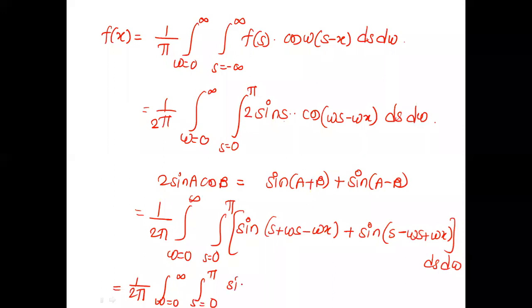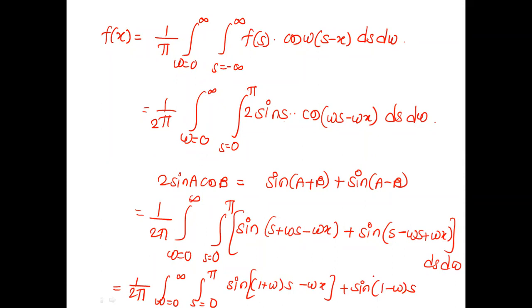Sin of 1 plus omega s, and the remaining is as it is, minus omega x. We are just collecting s. Plus sin of 1 minus omega s plus omega x as it is, ds d omega. Now can we integrate? There is addition, and the integration of sine we are taking with respect to s. So it is integration of sine.